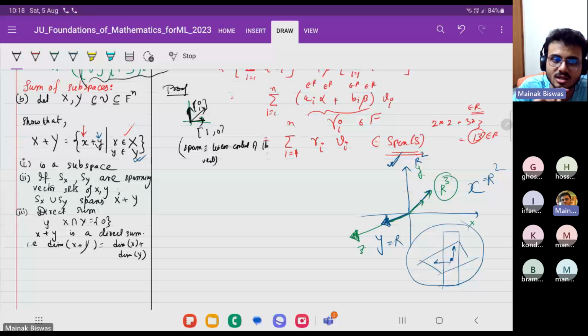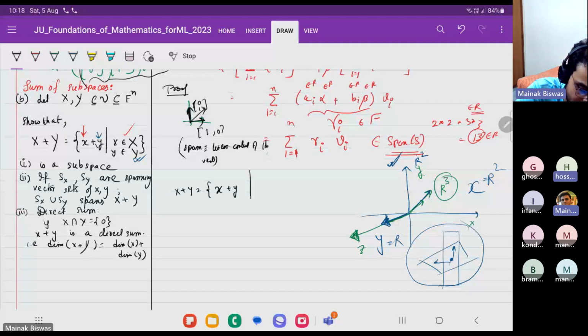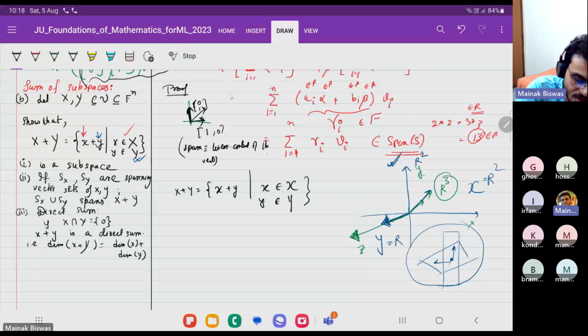Clear, right? The first vector I'm taking from X, so x plus y is vector x plus vector y. X belongs to the first set and y belongs to the second vector set. And this is my sum of two vector spaces, right? So I have to show that this is a subspace. What do I have to show? That alpha x plus beta y belongs to this set.